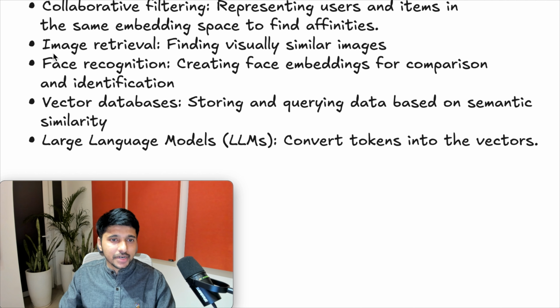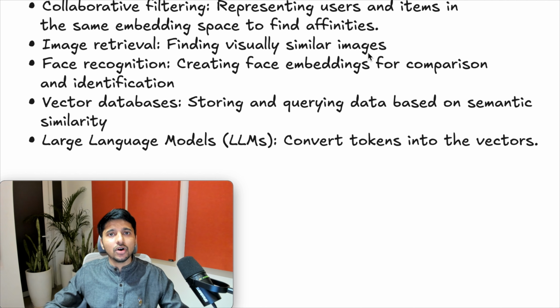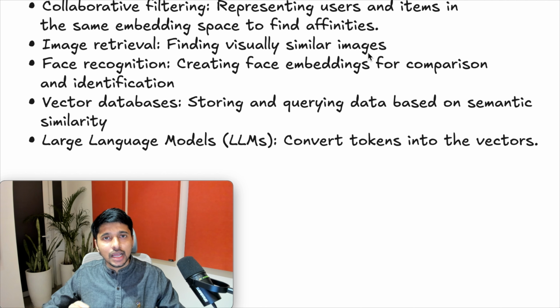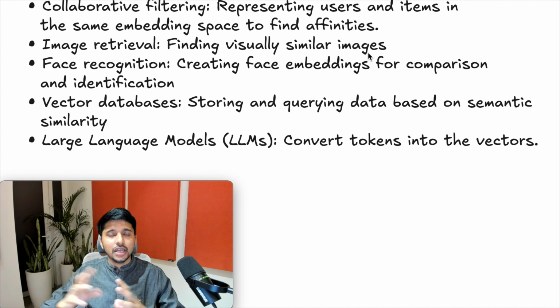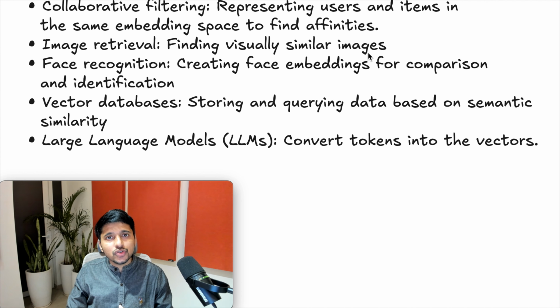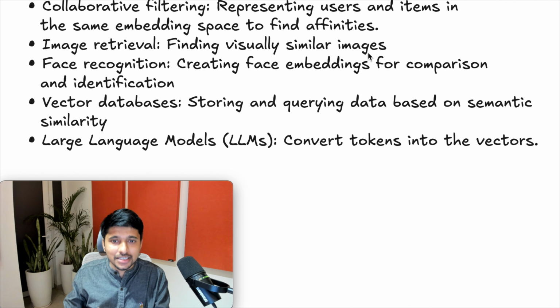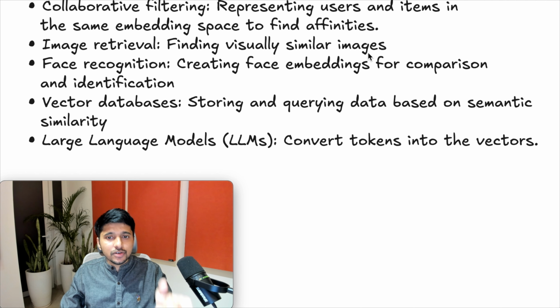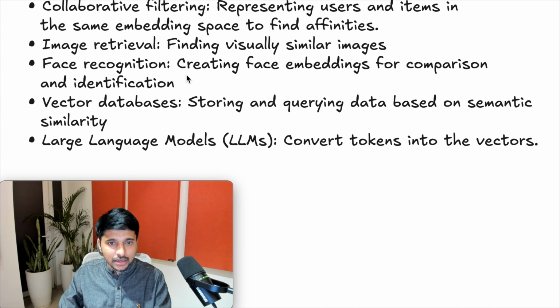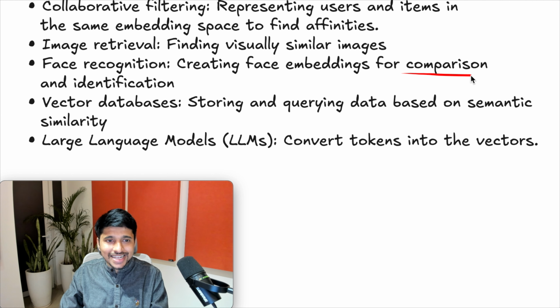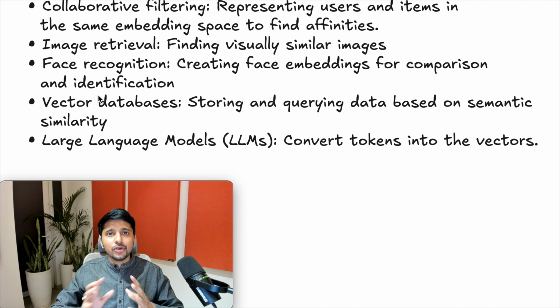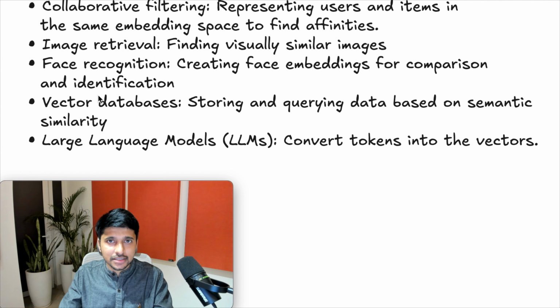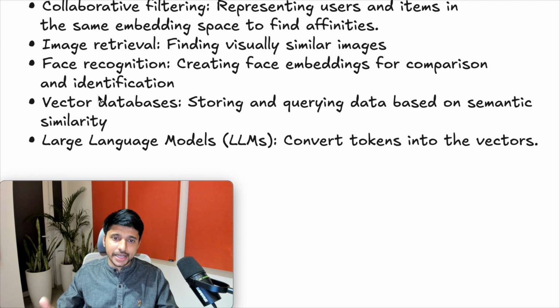And the next example is image retrieval, finding visually similar images. Again, we can feed all the images into the embedding models, and that will create the vector representations in an n-dimensional array, and that is going to help us in finding similar images. So we can simply find visually similar images by using embeddings. And the next is face recognition, creating face embeddings for comparison and identification. Again, we are going to feed all the images of faces into the model to generate the vector representation, and that embedding is going to help us again.